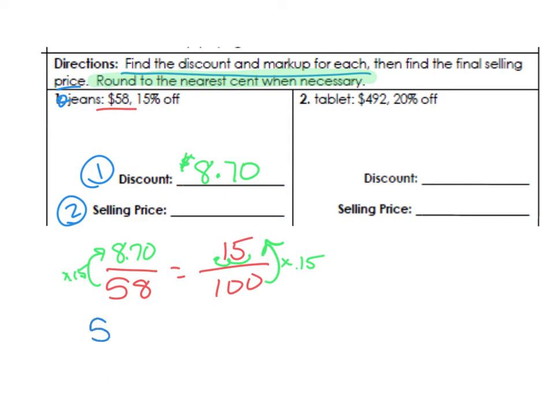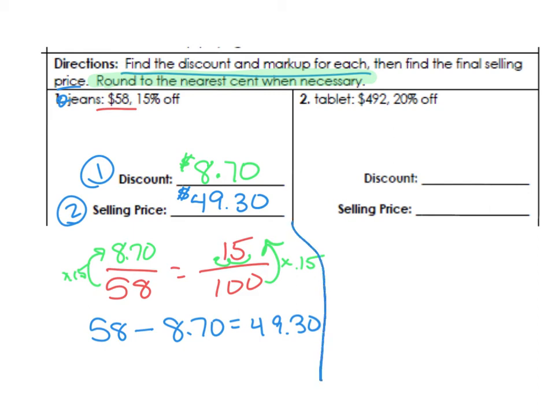So we're going to do 58, and because it's a discount, we're going to subtract 8.70. So 58 minus 8.70, and we're going to get $49.30. That is our selling price. Okay, so we'll make a line here so we don't confuse the two problems.